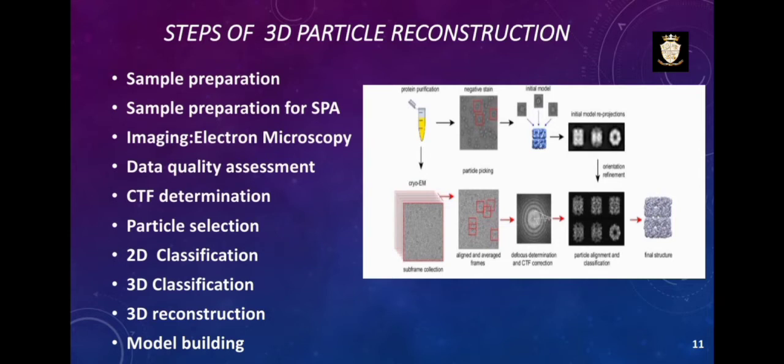First one, the protein purification. The purified protein is used in cryo-EM, the frames are collected, and then aligned and averaged. Then defocus determination and CTF correction. Then particle alignment and classification, and we get the final structure. Or the other way, with negative staining we get an initial model, then initial model reprojection, then orientation refinement, and then particle alignment and classification, and then we get the final structure.